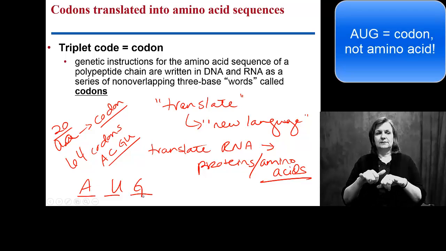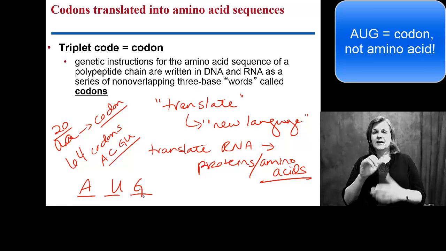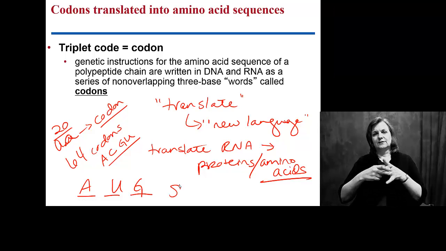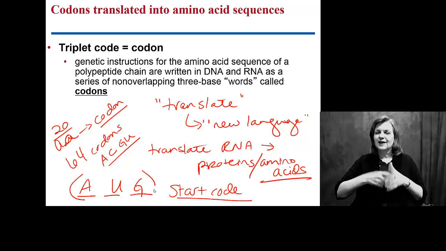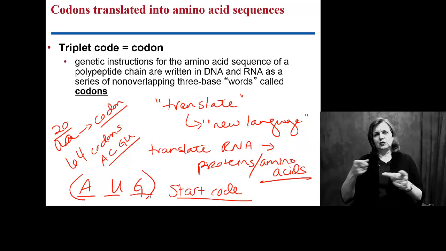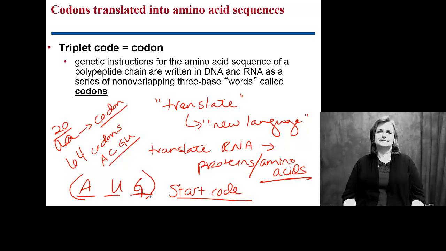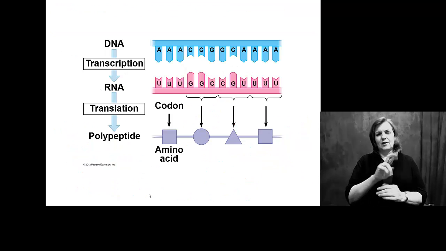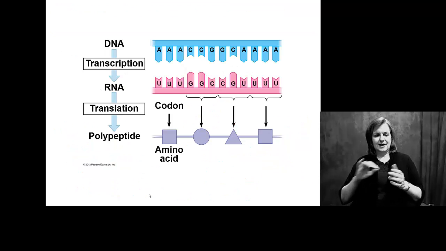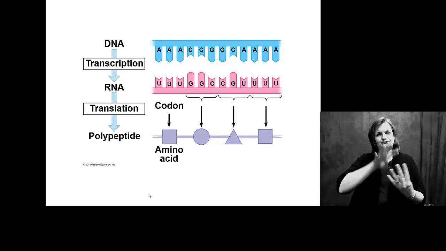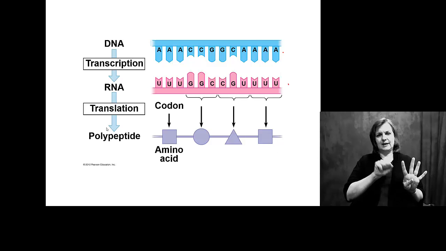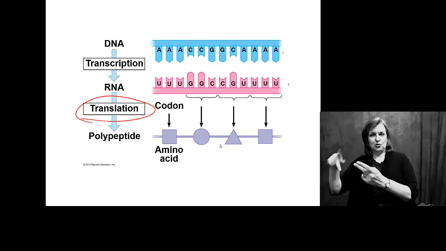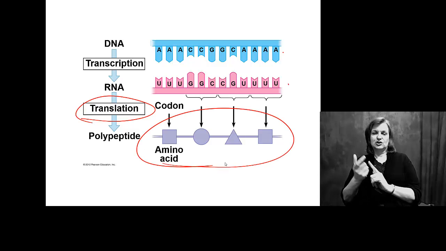AUG is one of the most common codons, and we'll see it later on. It's something known as the start codon. This 3-letter sequence starts every single protein made in your body. Every one of them, no exceptions. So this DNA to RNA to our polypeptide or our protein, this idea of transcription, going from the DNA to the RNA language, and then translation, a full translation to a new language of these amino acids.